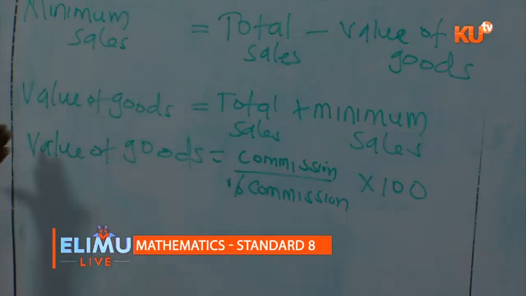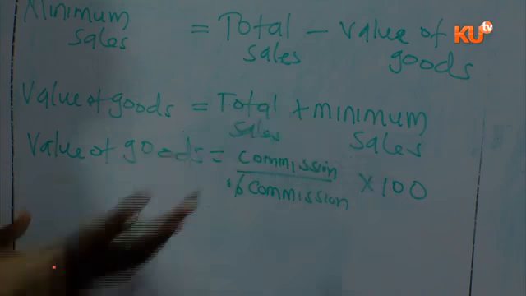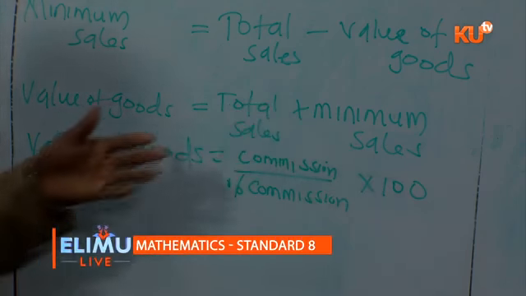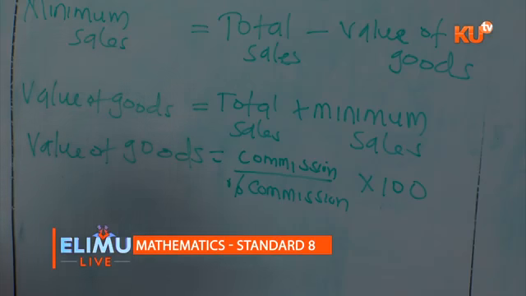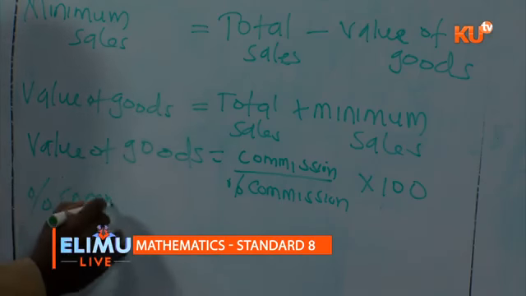I'm saying value of goods, we can get value of goods when given total sales together with the minimum sales. At the same time, we can find value of goods when we are given commission and the percentage commission. So the question will guide you on what to do. Finally, before that, we also have percentage commission.